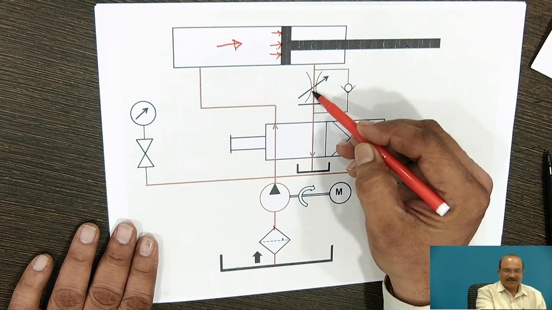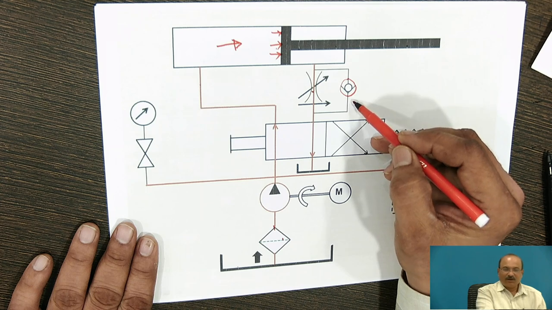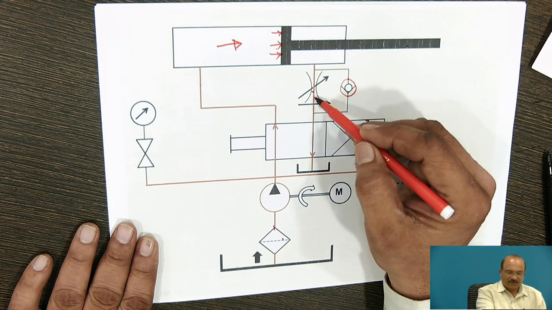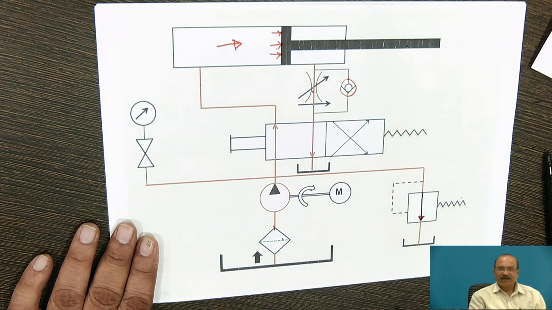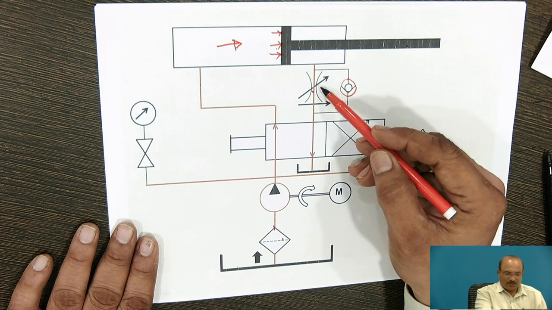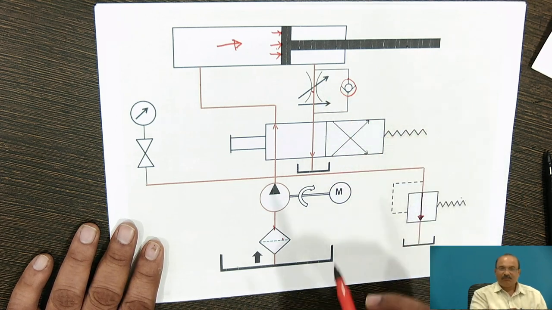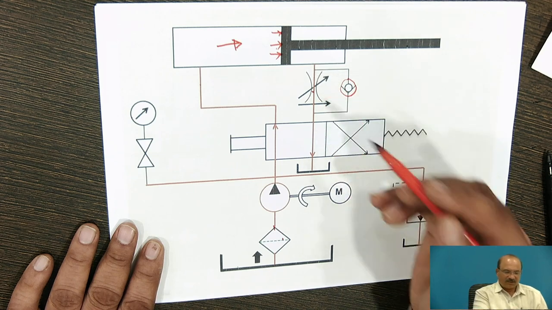Here it is restricted because the valve is closed, so there is no flow of oil. This is blocked. When this is blocked, the total oil has to come through this way. And here there is a controlling arrangement. We have shown this as an arrow mark, which means it is going to be controlled. Whenever it is operated, that controlled oil is coming through this way. Because of that, you call this a meter out. Meter out is nothing but the outlet of the oil being controlled. So that is the meter out system.